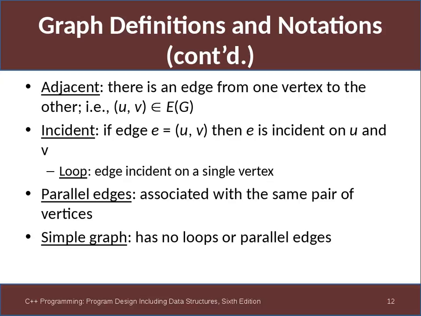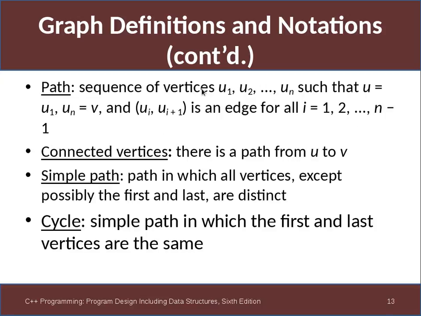And what's an incident? If an edge e equals uv, then e is incident. Right. An incident is the edge, one of the edges between two nodes. So the incident is the edge, the specific edge, because you can have more than one edge. Because you could have parallel edges.